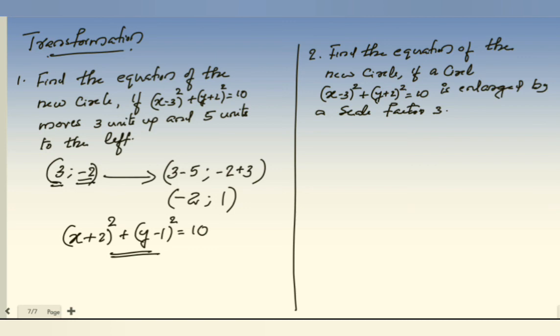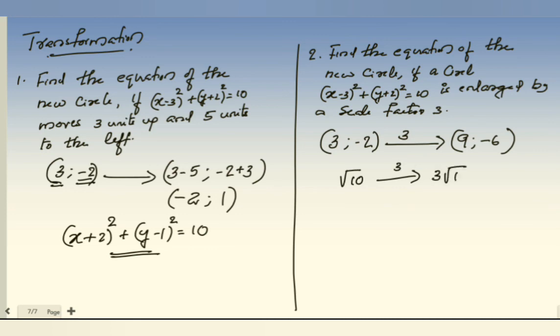So write the center: 3, minus 2 is the center of the original circle. Because the scale factor is 3, just multiply the x value and y value of the center. That is 3 times 3 is 9, then minus 2 times 3 is minus 6. So this is going to be the new center. Similarly, you have to do the same thing with the radius also. What is the radius here? Square root of 10. You have to multiply by 3. That is 3 times square root of 10.